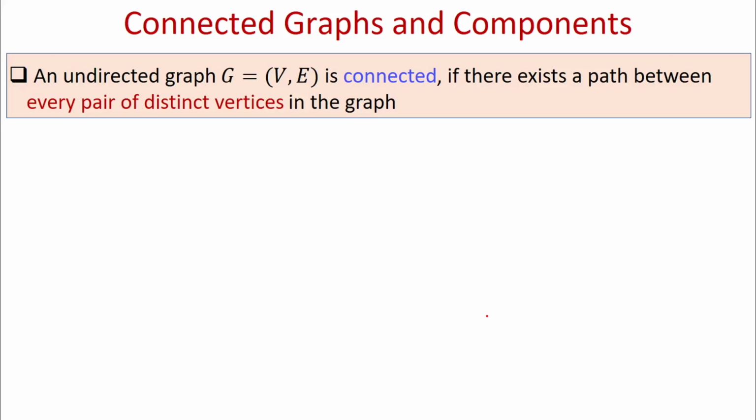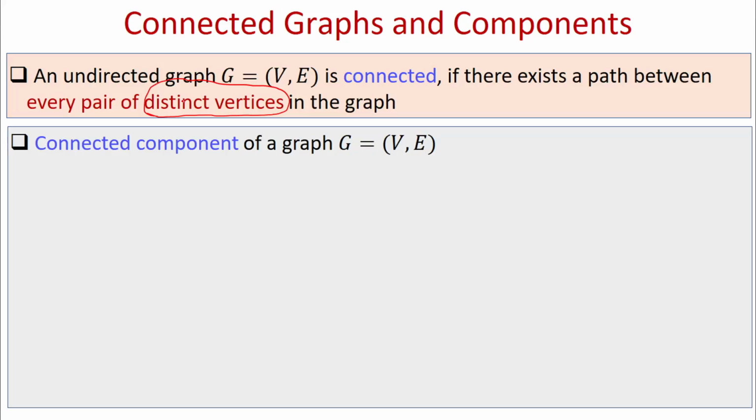So once we have the definition of a path, let us now define what we call connected graphs and components. An undirected graph is called connected if there exists a path between every pair of distinct vertices. I stress here, between distinct vertices. I am not interested to check whether there exists a path from a node to itself, but between every pair of distinct vertices, there should exist at least one path. There could be multiple paths as well, but at least one path should be there between every pair of distinct vertices. Now, what is a connected component of a graph?